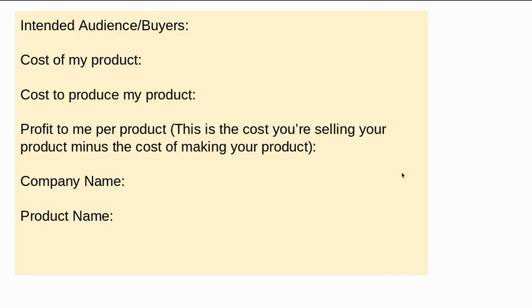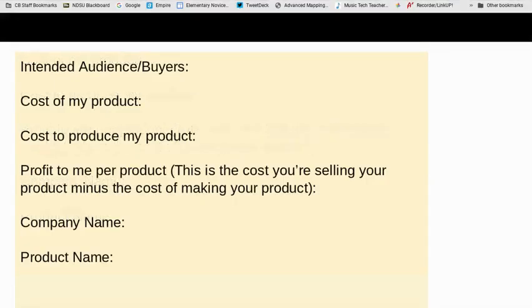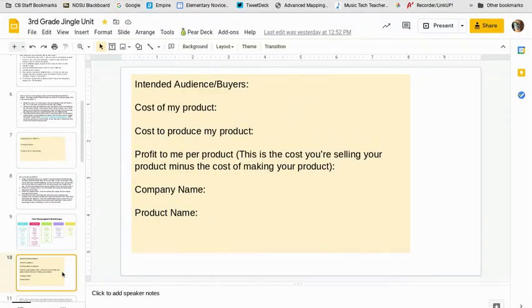All right, so this is slide 10. This is where you're going to end this week. So intended audience, your buyers, the cost of the product to make, the cost that you're going to sell it for. So how much you're going to sell it for, how much it costs you to make, and then you're going to take this minus this, and that's your profit, your company name and your product name. And you're going to stop here for this week, okay? So I know you can do it. This is going to be great. We've still got a little more time to work on this, but please stop at slide 10.